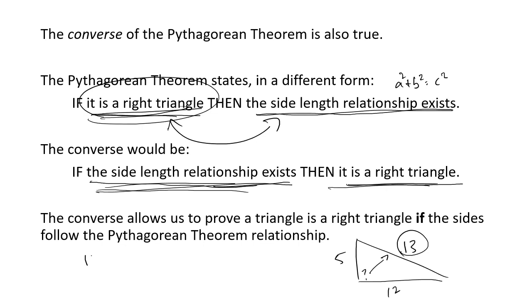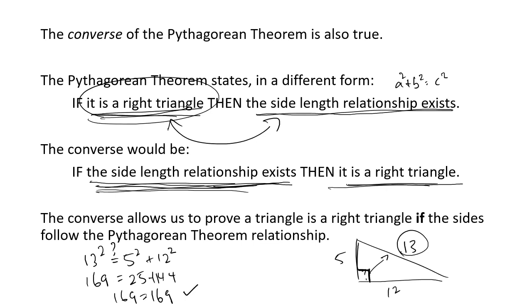So I know we're going to have to check, is 13 squared equal to 5 squared plus 12 squared? So I'm going to test out this side relationship and see if it works. And we get 169 equals 25 plus 144. And sure enough, we get 169 equals 169. This works. So because the side relationship works, now I can say this is absolutely a right triangle. And so now we know this is a right triangle.